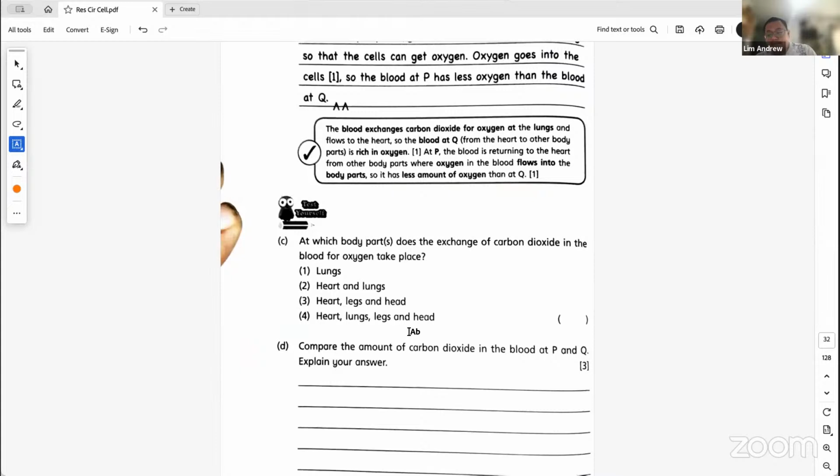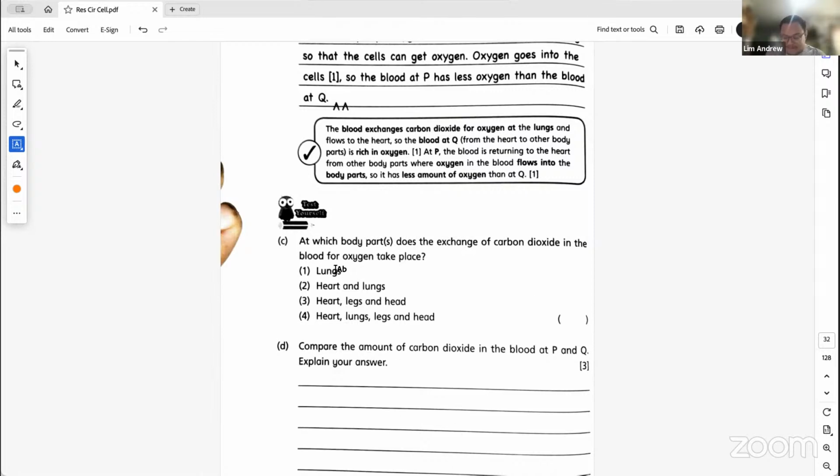At which body parts does the exchange of carbon dioxide in the blood for oxygen take place? Any volunteers to answer this question? If not, then I will explain further. In our body, there's only one place for the exchange of gases, which is the lungs.